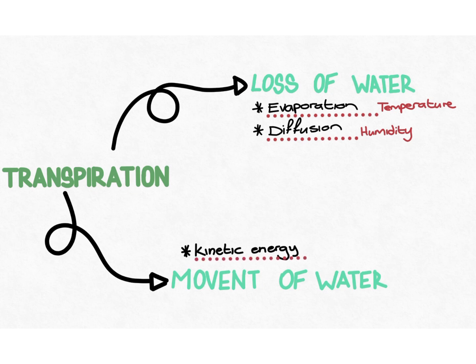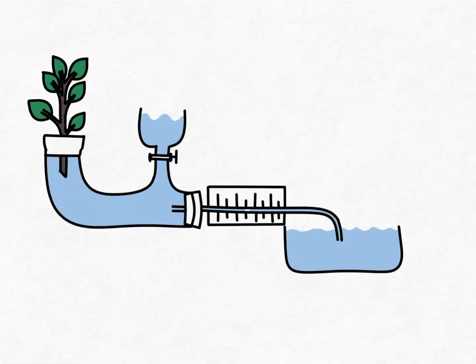Then if we think about kinetic energy and the factors that affect kinetic energy, here we need to think about light as well as temperature, because these are also forms of energy and will be able to add energy to kinetic energy and increase it. So we can test the effect of these factors on transpiration through the use of a potometer. Now let's look at the different parts of the potometer first.